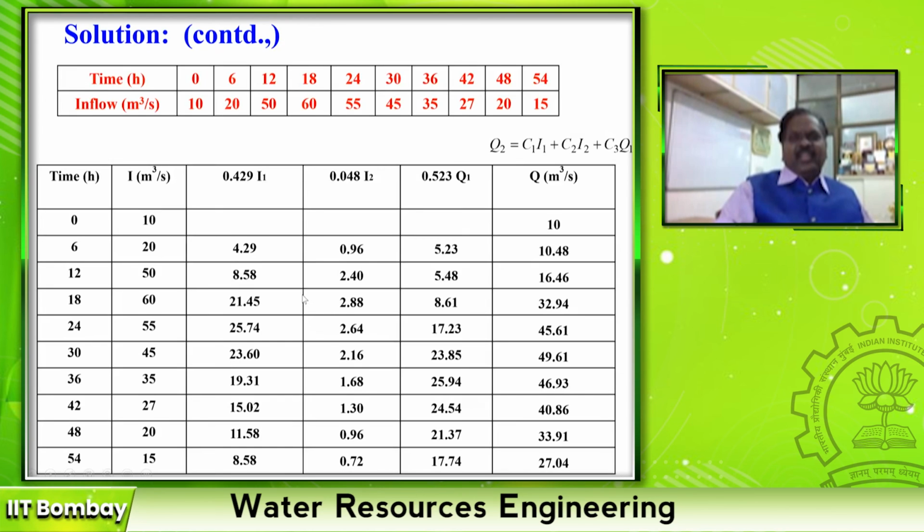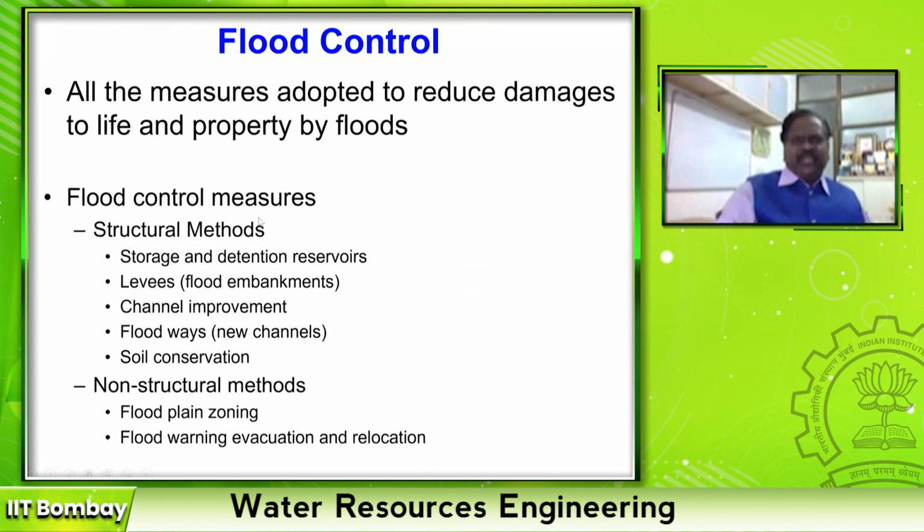Here also you can see how the inflow and outflow vary. There is a large difference in the peak flow. Here the peak flow of 60 happened at the 18th hour. Here the peak flow is 49 meter cube per second, which happened at the 30th hour. That's a large gap, a lag in the peak flow. So all these measures are mainly to reduce the flood damages.